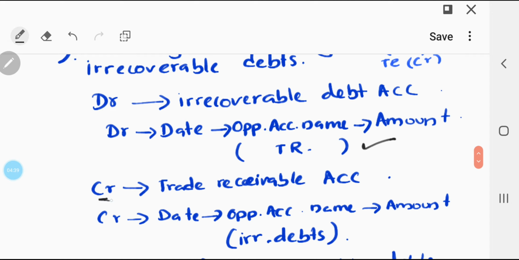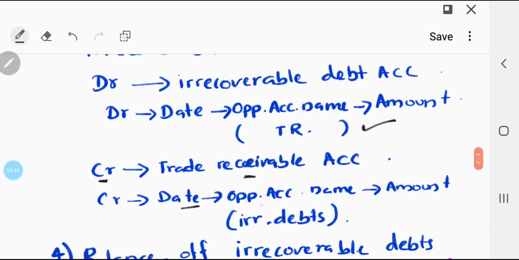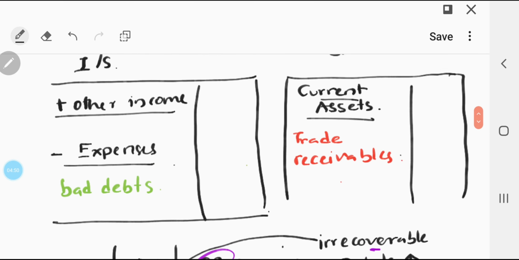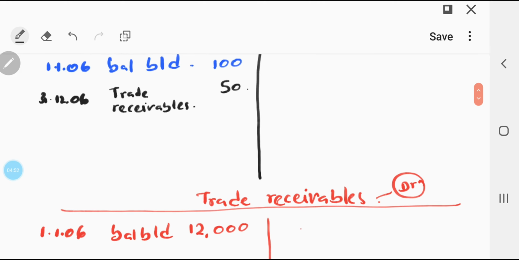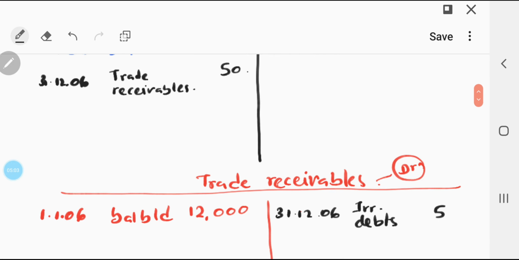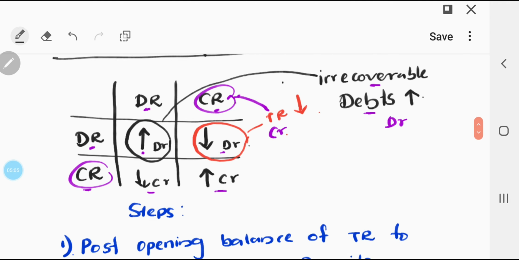Now, credit trade receivables account. Date, opposite account's name, irrecoverable debts, followed by the amount. Let's move to trade receivables account, and we're going to enter it on the credit side as irrecoverable debt worth 50. Right.